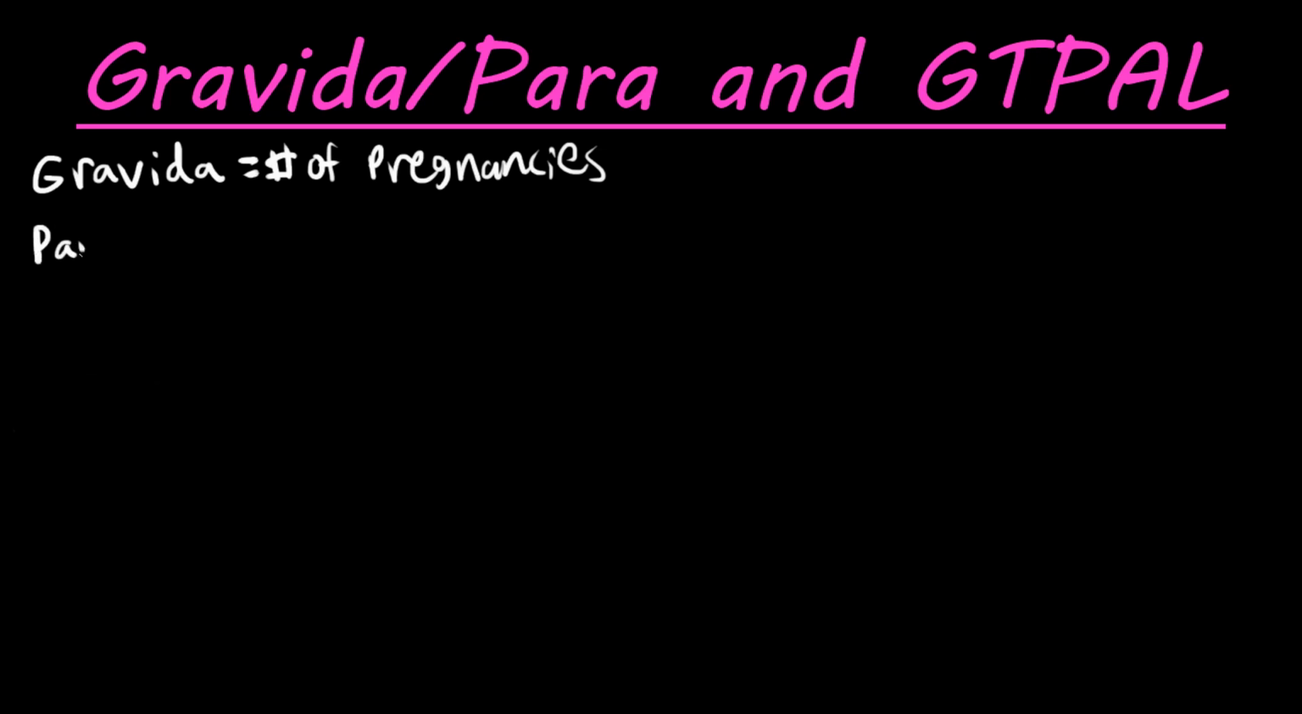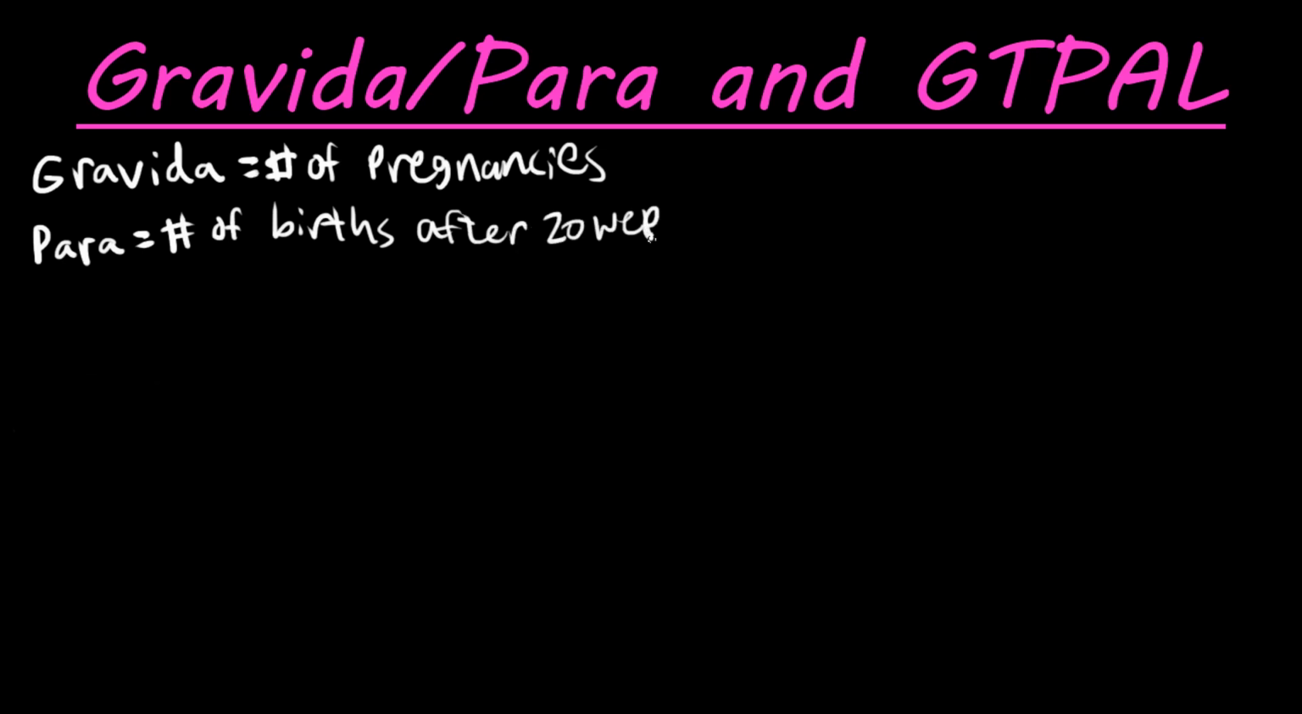Gravida is the number of pregnancies. This is regardless of any outcomes, just the number of times that she has been pregnant. Para refers to the number of births, the number of births after 20 weeks.